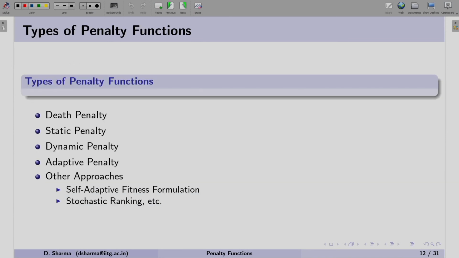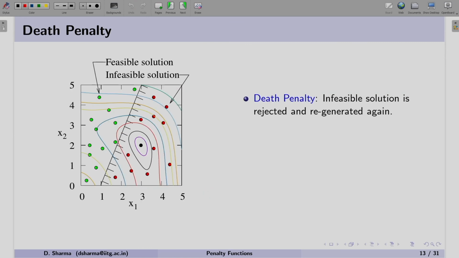Now let us move on to the types of penalty function methods. So there are various kinds, such as death penalty, static penalty, similarly dynamic penalty functions, adaptive penalty, and there are some other approaches available in the literature, such as self-adaptive fitness formulation, stochastic ranking, etc. So the literature has so many penalty function based methods. Here we will be focusing on a few of them. So let us start with the death penalty function.